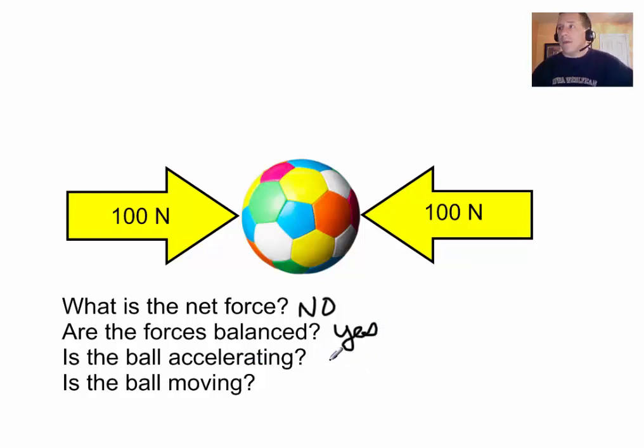We know that balanced forces do not accelerate. Unbalanced forces are accelerating. That's Newton's second law. So is the ball accelerating? No. Is the ball moving? I don't know. Maybe. I know that it's not speeding up and it's not slowing down. It's not changing directions. That's all that I know.